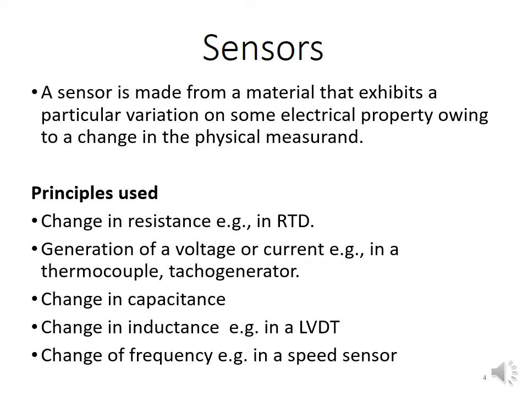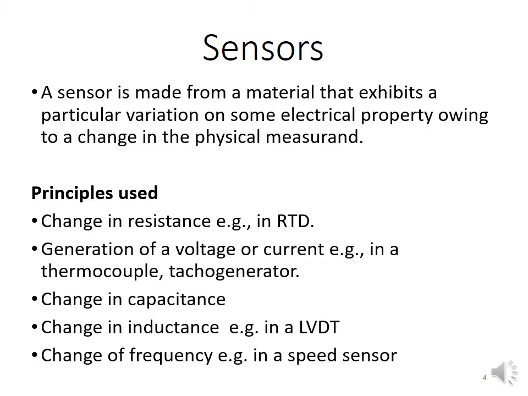In a tachogenerator, the speed at which the tachogenerator is turned determines the voltage that is going to be generated. Hence, we can use the voltage generated by a tachogenerator to determine the speed that we desire to measure.